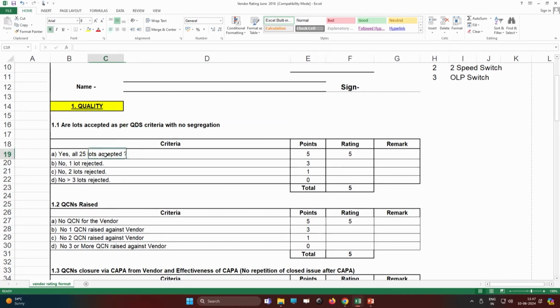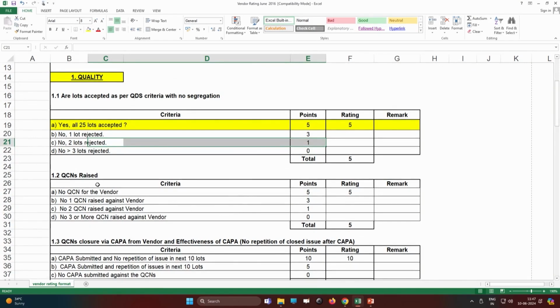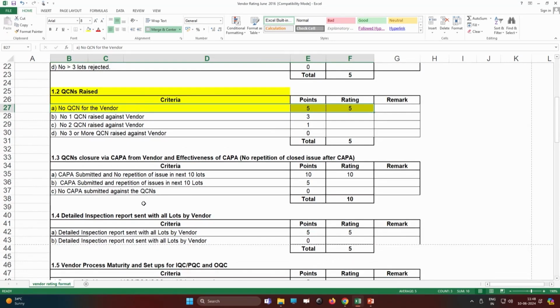Let's say this is done for 25 lots. If all 25 lots are accepted, that means 0% rejected, that means that vendor will get 5 out of 5. If 2 lots are rejected, the vendor will get 1 score, right? So this is one parameter. Then the quality complaint note: how many quality complaint notes did you raise against that vendor? Let's say no quality complaint note to the vendor, that means a rating of 5. No complaint against that vendor. Accordingly, for 1 complaint, 2 complaints, you will assign the rating.